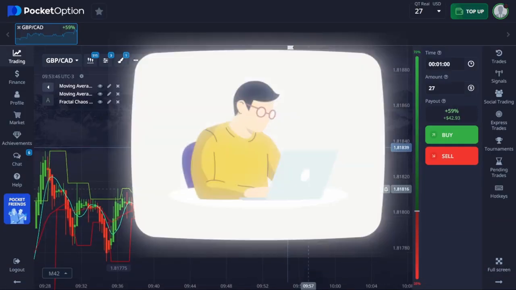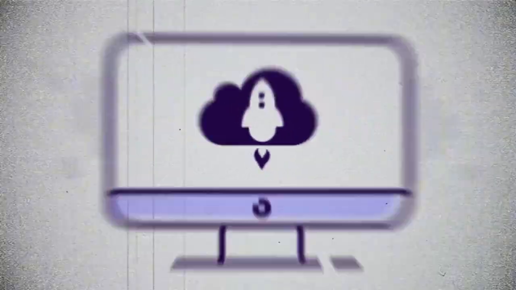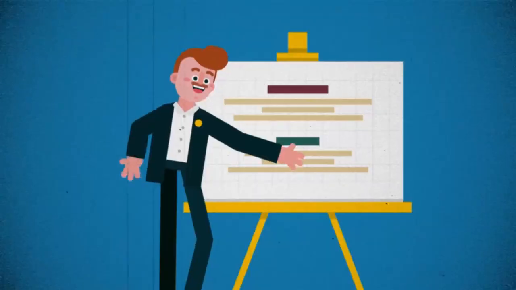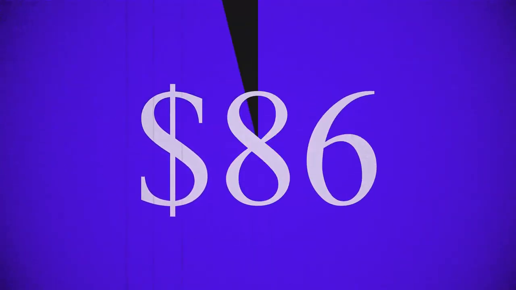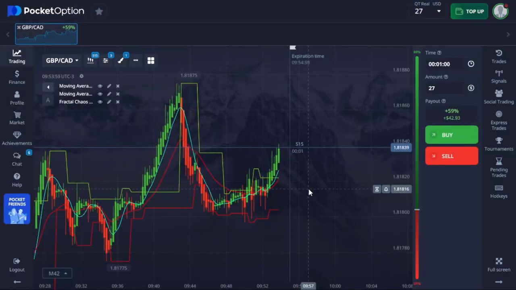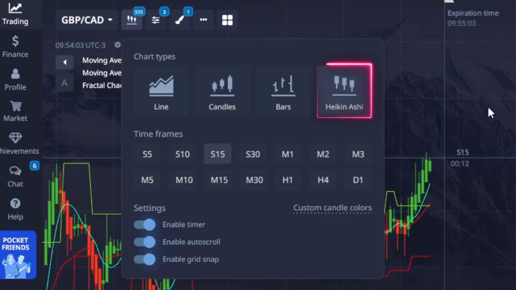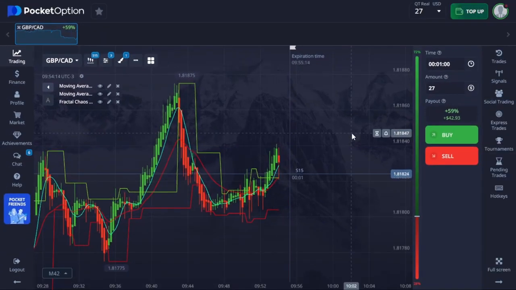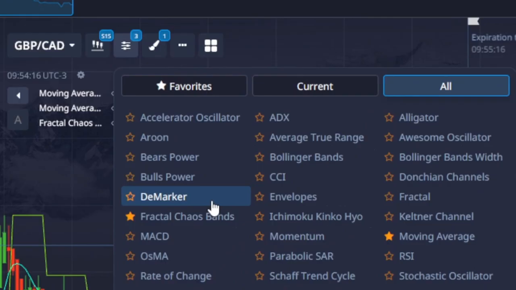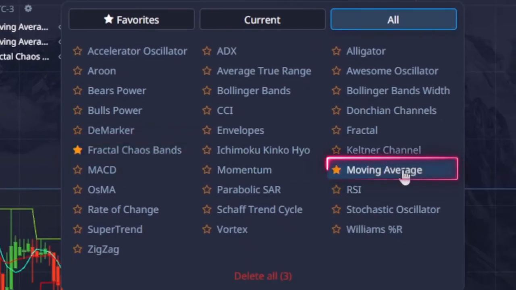The strategies mentioned in the previous video are fractal and the moving averages. This time we will apply it all. First, go to the markets and set the charts to a 15 second time frame. Now we're going to use Fractal Chaos Bands with moving averages.